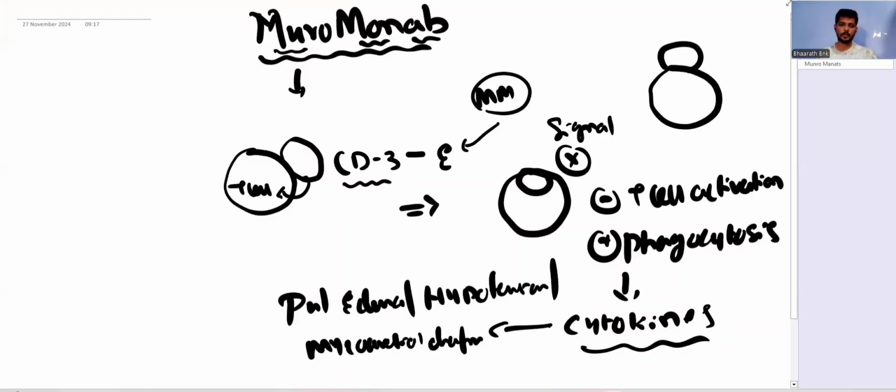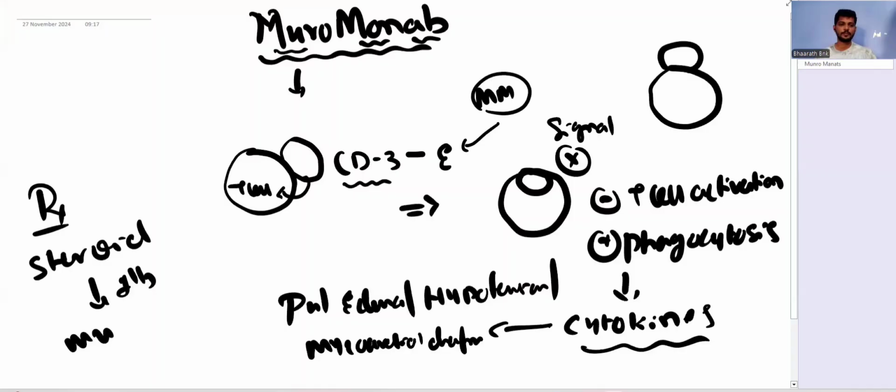And it is so dramatic. These effects are so dramatic that initially, when they used muromonab, they needed to give a steroid as a pre-medication. So they first give a steroid, which was followed by giving muromonab, because such was the magnitude of release of these cytokines. So this was one problem associated with this, where there was a massive cytokine release syndrome.